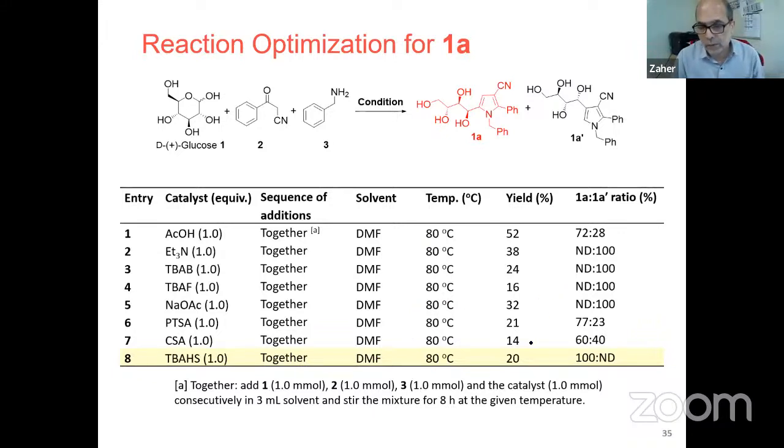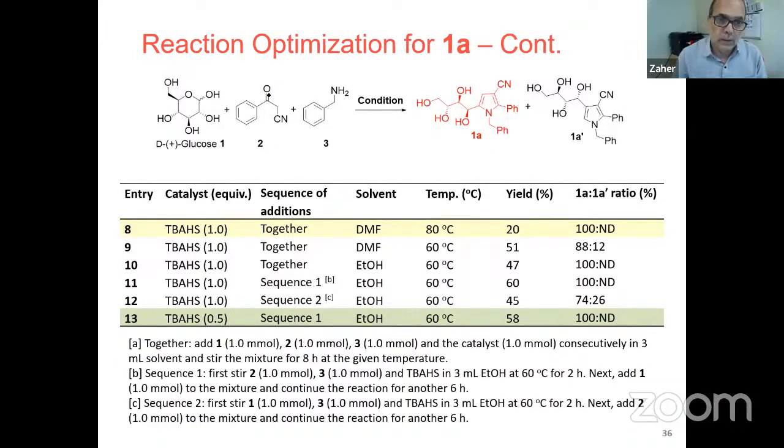So some of these catalysts gave us mixtures of products, some gave us purely 1A dash, and again this is a mixture, and this catalyst, tetrabutyl ammonium hydrogen sulfate, gave us 100% 1A. However, the yield was really very low. So the next step we wanted to do was to optimize the yield of this reaction using this catalyst, because this catalyst gives us 100% selectivity.